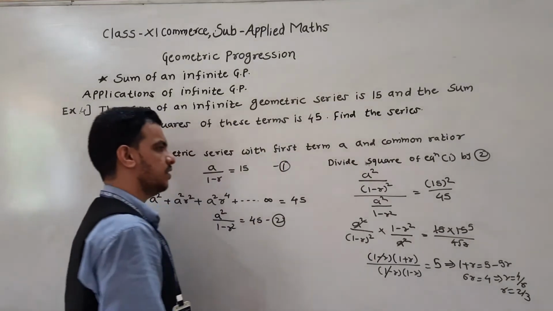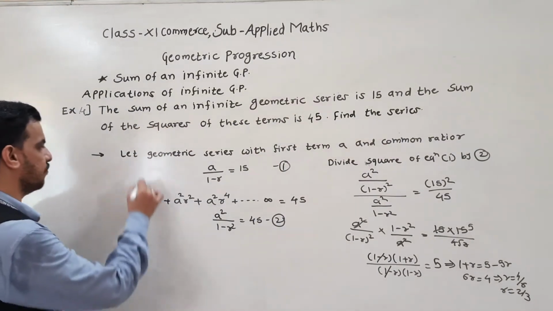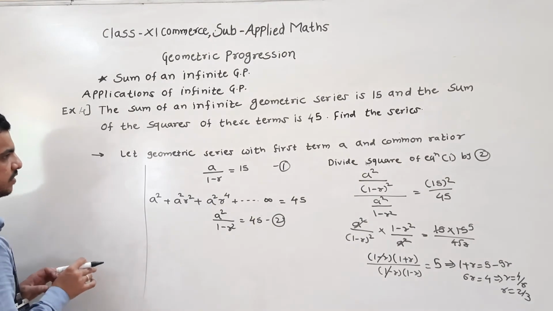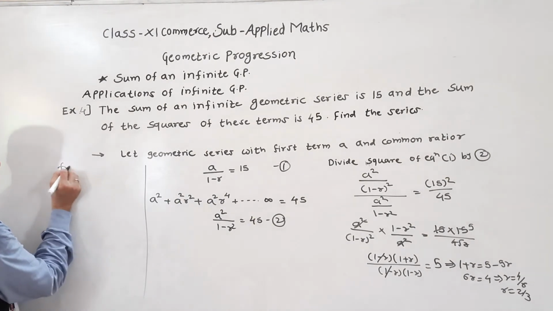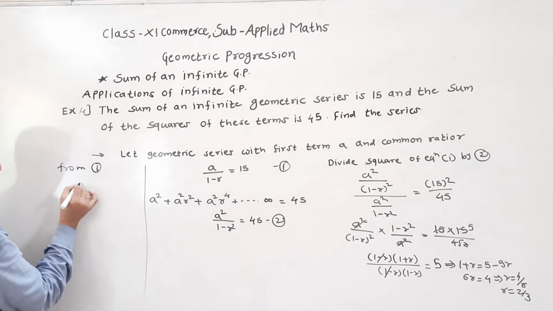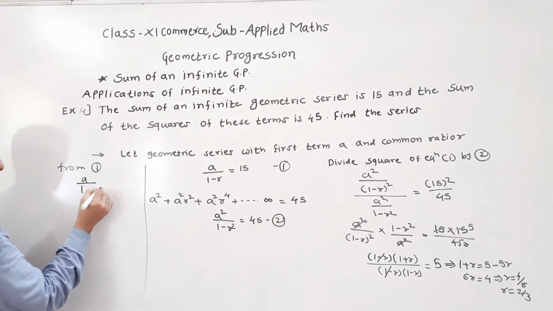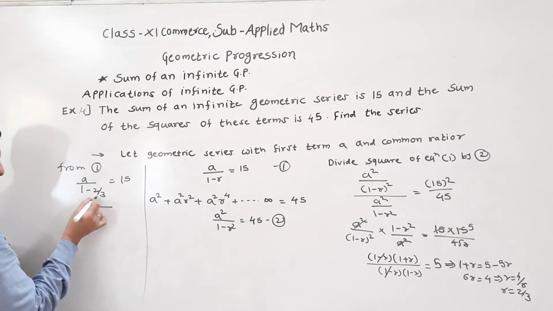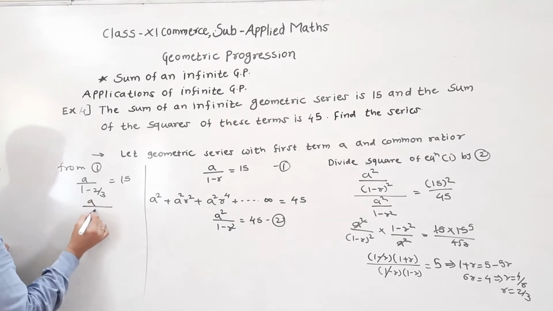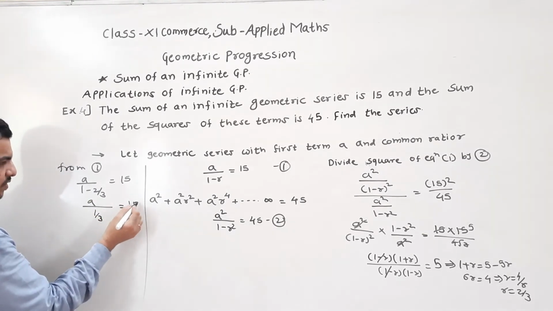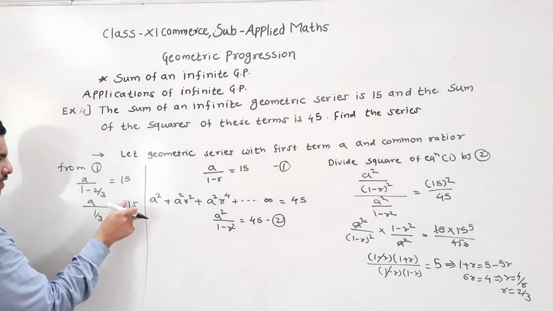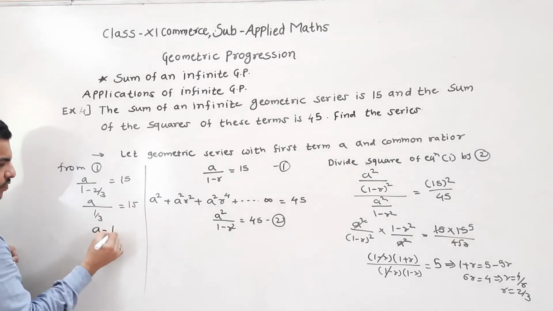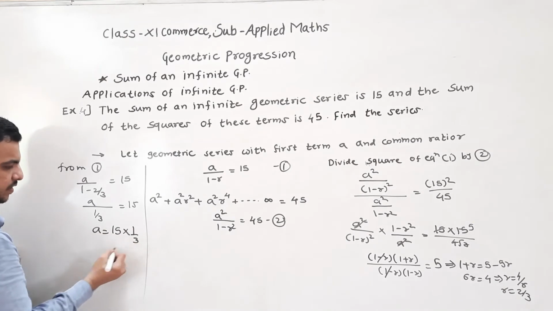Okay, now r is equal to 2 by 3. If we put the value of r, 2 by 3, in the first equation, so from 1, a upon 1 minus 2 by 3 is equal to 15. So a upon 1 minus 2 by 3, that is 1 by 3, is equal to 15. If we multiply this 1 by 3 here, so a is equal to 15 into 1 by 3, that is 5. So a is equal to 5.